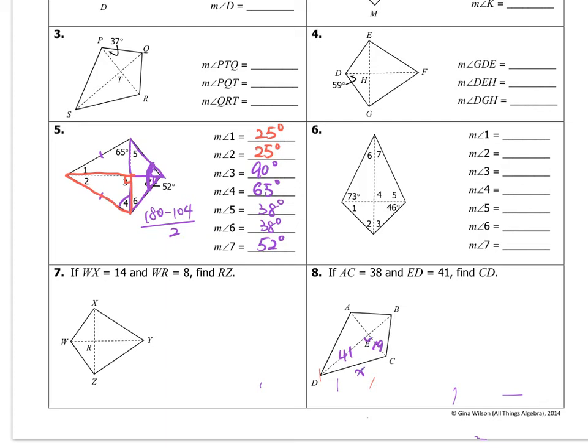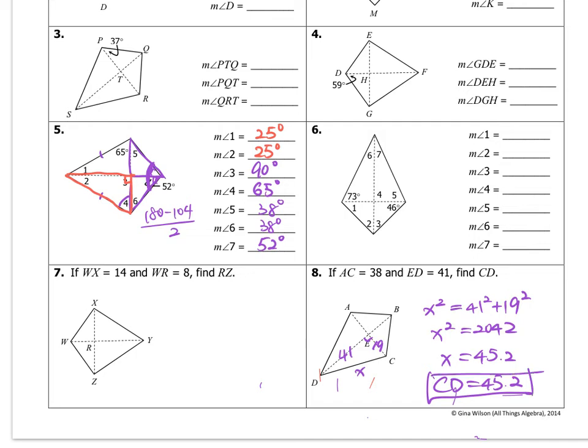Because the diagonals of a kite are perpendicular, I have a right triangle there with CD being my hypotenuse. So I can use my Pythagorean theorem as x squared equals 41 squared plus 19 squared. And I should have x squared equals 2042, and x comes out to be about 45.2. Therefore, CD is 45.2. Okay? So that's how we use the sides.